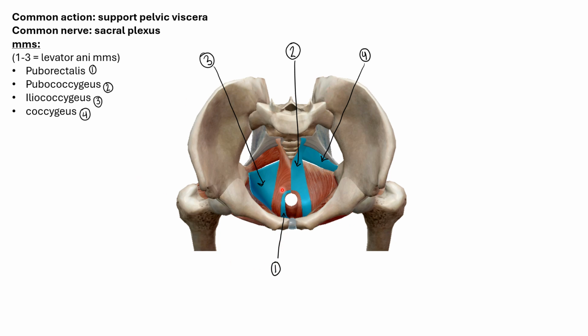Number 1 here is our puborectalis muscle. Number 2 is our pubococcygeus muscle. Number 3 is our iliococcygeus, those 3 muscles being our levator ani muscle group. And then number 4 here is our coccygeus muscle, which is a part of the pelvic floor, but not a part of levator ani. Like I said before, all of these muscles are innervated by branches of the sacral plexus, and they work to support the pelvic viscera.